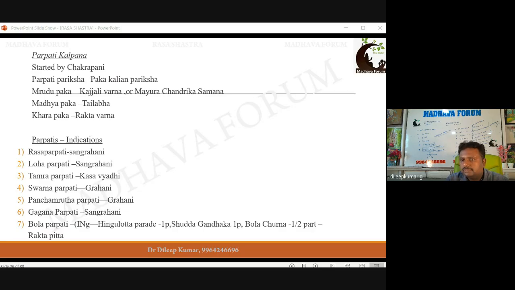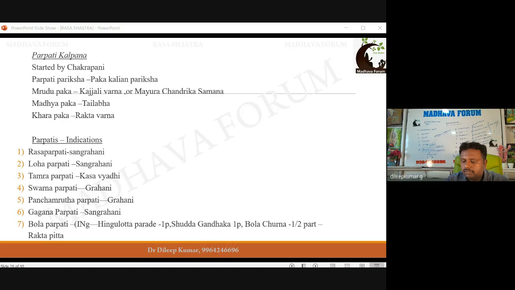Inflammatory bowel syndrome you will also get. Colitis, ulcerative colitis you will get. Crohn's disease is very common. Also ulcers: peptic ulcers, duodenal ulcer, esophageal ulcer. In all these cases you can utilize Parpati as the main drug of choice, and it will do well.